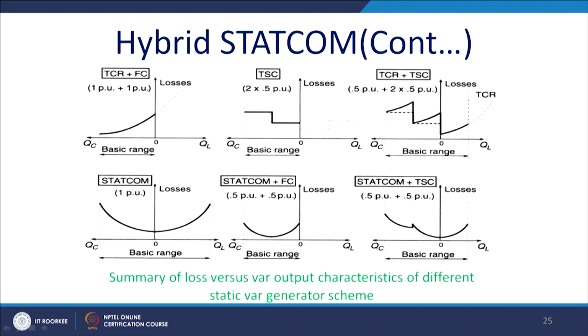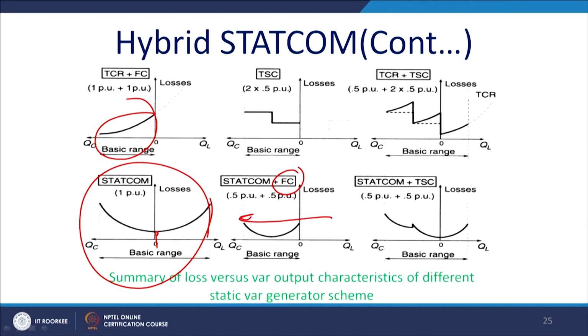Thus, let us conclude. This is basically the hybrid Statcom with one PU, TSR and FC. So, you will have, this is the basic range, and this is the losses and this is the TCSC, and this is actually TCR and TCSC where we will have step changes, we have discussed it. And in case of only the Statcom, you will have this range of the losses, because you have to maintain a little bit of DC bus voltage, thus it is not 0, and in both directions it increases.